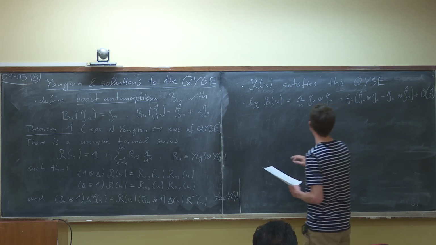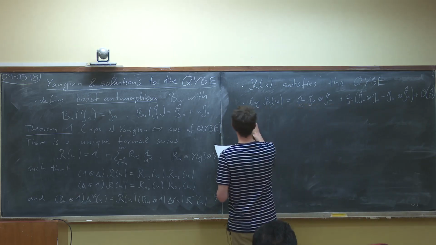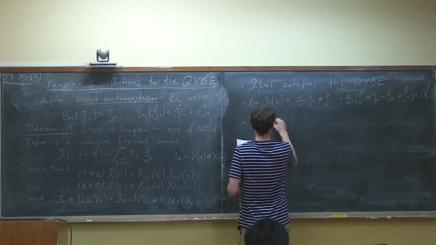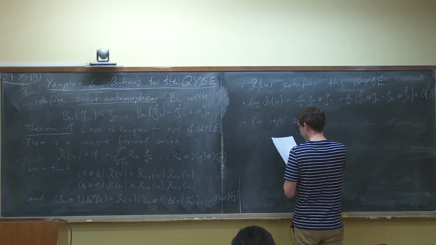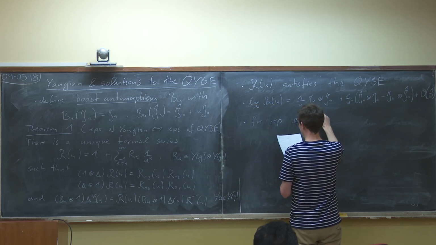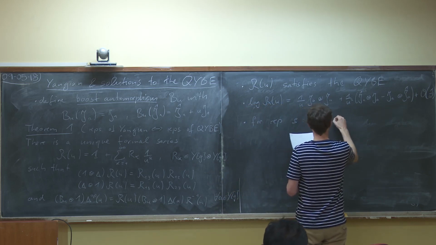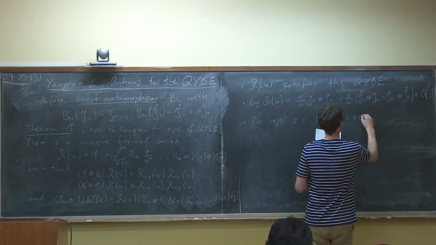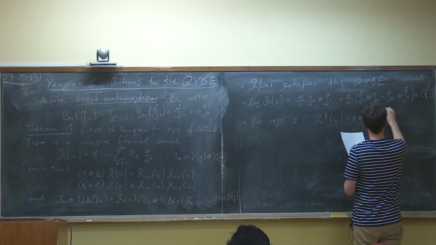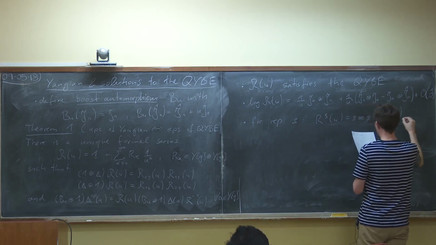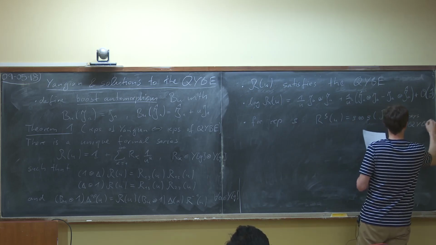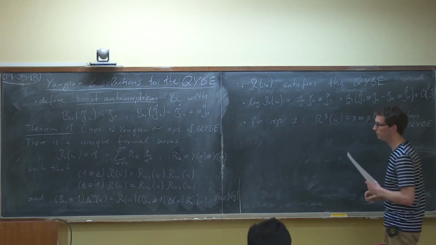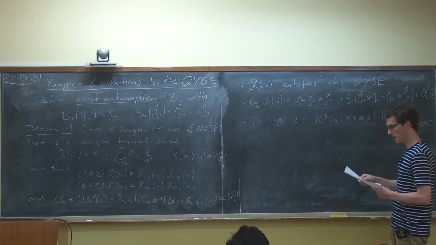Okay, and in particular, if you have a representation rho, so I distinguish here between the formal element and the representation, then this also obeys the quantum Yang-Baxter equation.